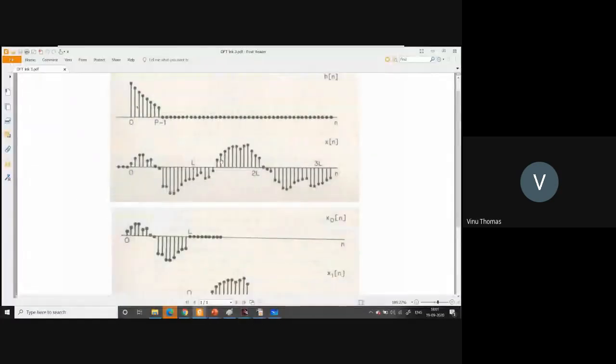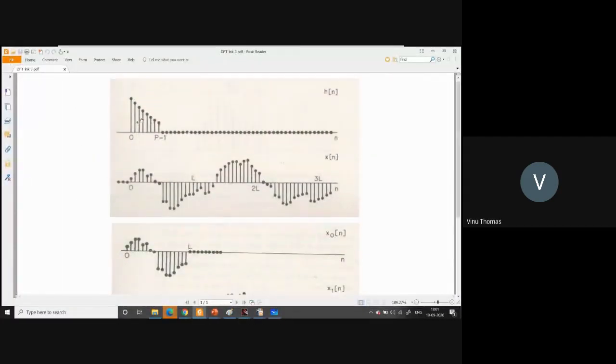So this is our finite duration filter h of n. There are samples from 0 to P minus 1. The last sample is P minus 1, and the first is sample 0. The length of the filter h of n is P.